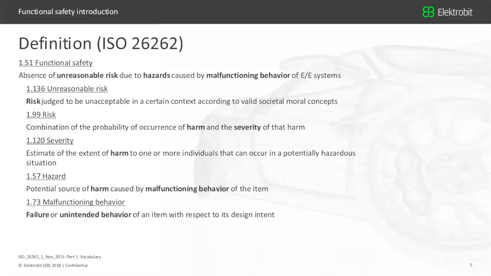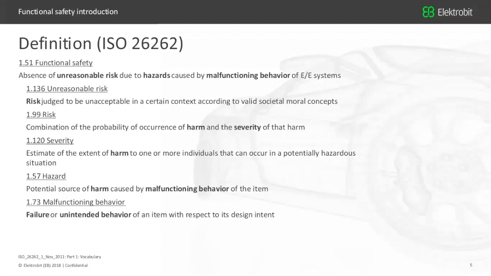If we look at the term risk, it basically is defined as the probability of the occurrence of harm and the severity of that harm. The severity is then defined as the extent of harm which happens in this potential hazardous situation. And with that, it comes back to the hazard situation, and what is a hazard which could occur and lead to an unreasonable risk.